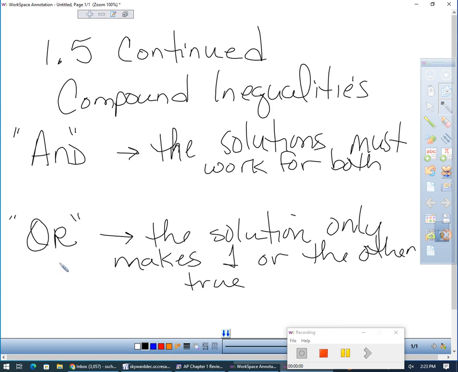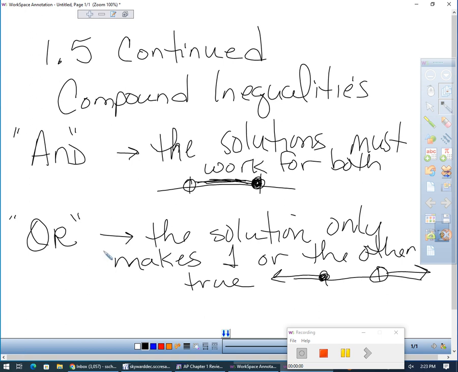So when we have an "and" inequality, on a number line, the solutions are sandwiched between two different endpoints. So all of the solutions are sandwiched on an "and," in between. If it is an "or" problem, then the solutions go either one direction or they go in the other direction. They go in opposite directions. "And" is sandwiched in the middle, "or" is in opposite directions.